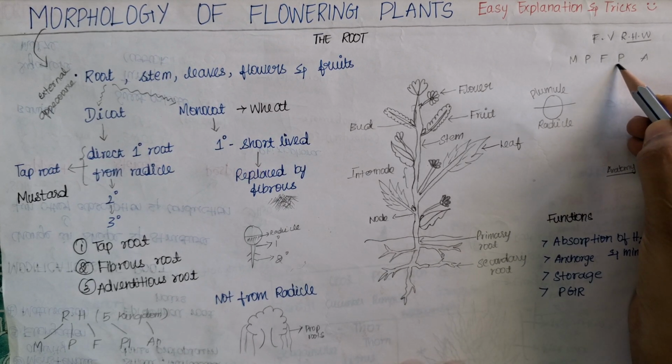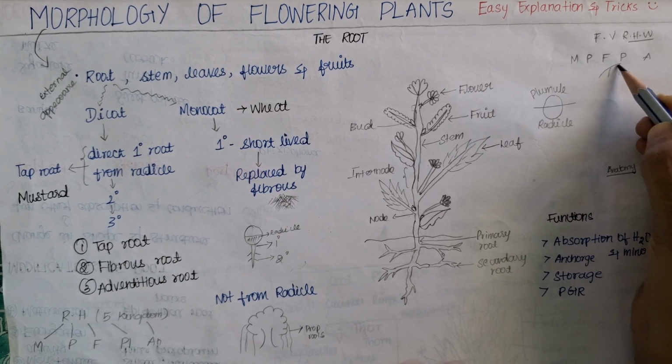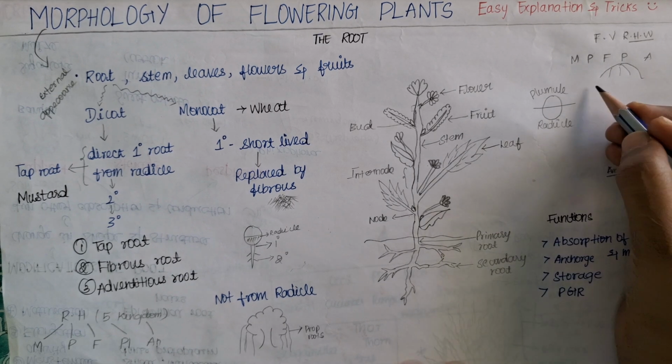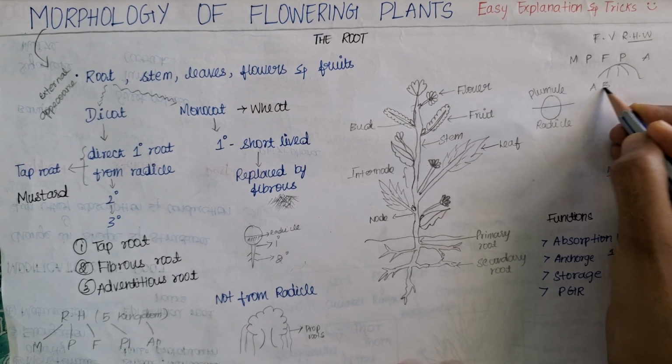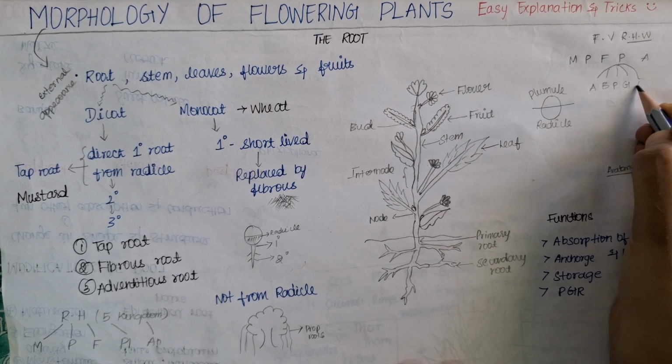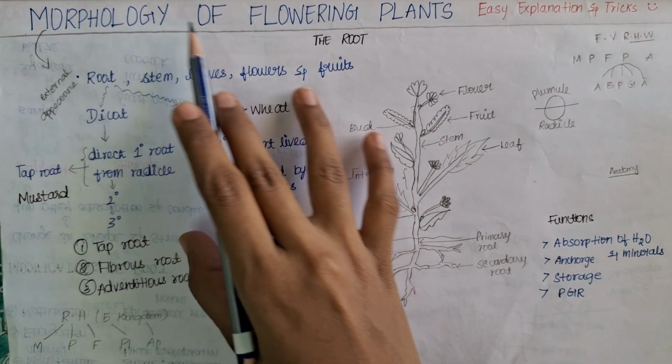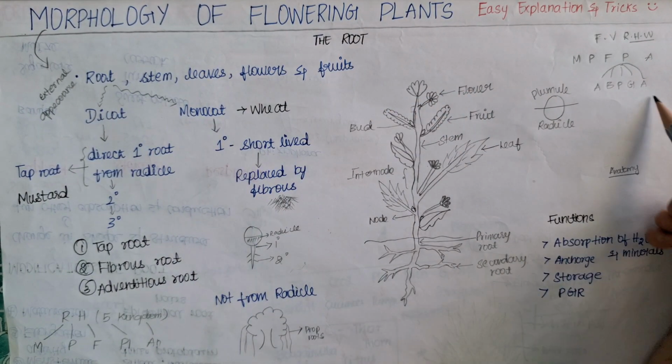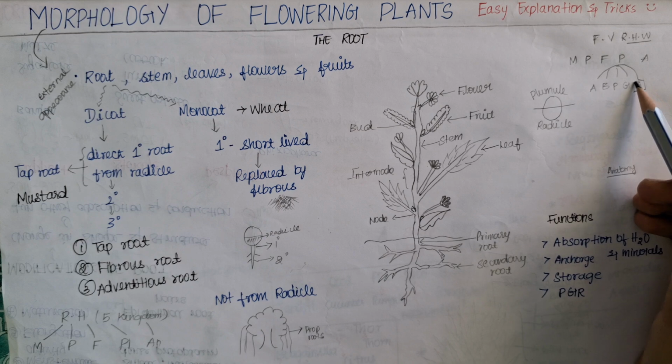Now, within this Plantae, we have five further classifications. What are they? Algae, bryophytes, pteridophytes, gymnosperms, angiosperms. So whenever we say morphology of flowering plants, it will come under only angiosperms, nothing else.